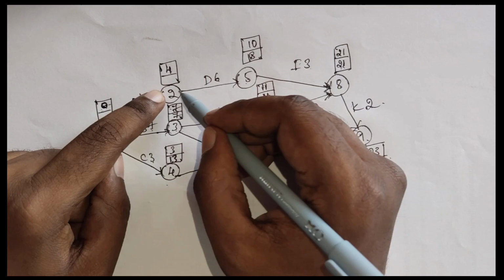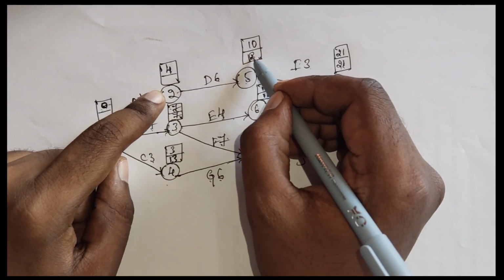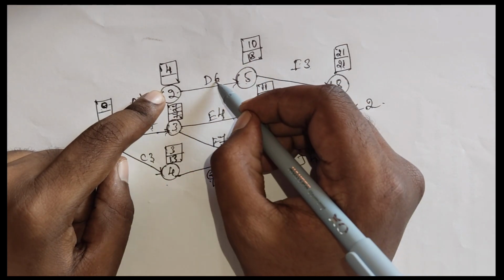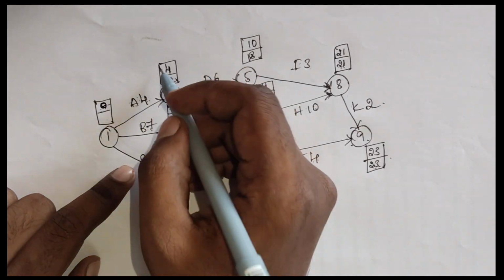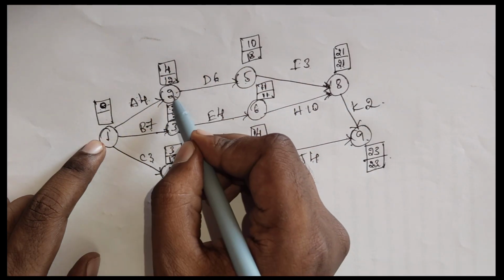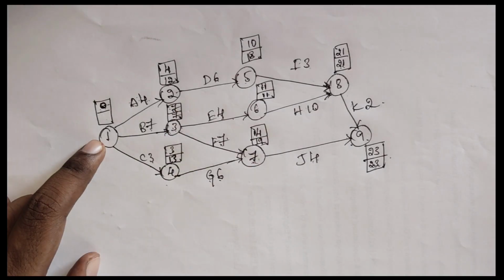And the next, for 2, 18 is there as the latest finish and the duration is 6. 18 minus 6 is going to become 12. And the next, at the end, for 1 we got 3 activities: 2, 3, 4.